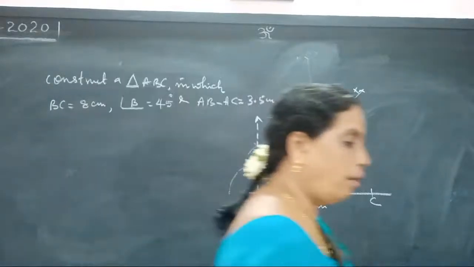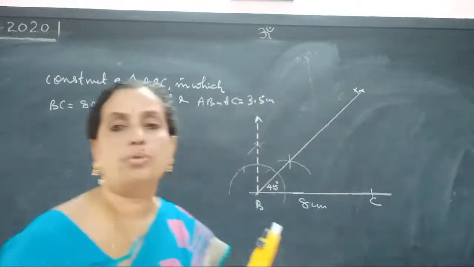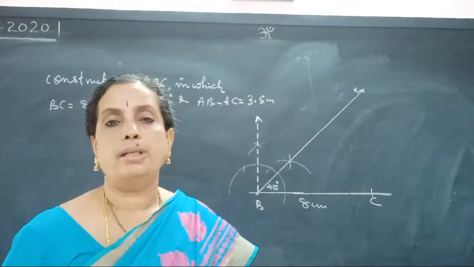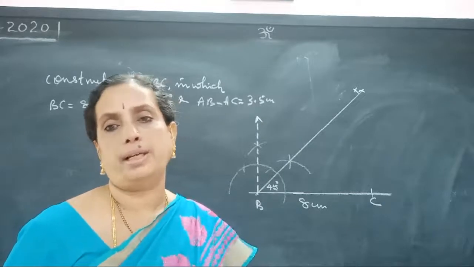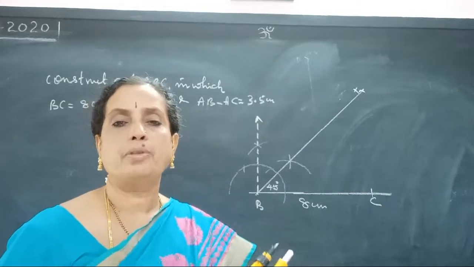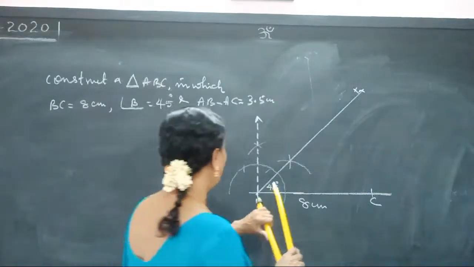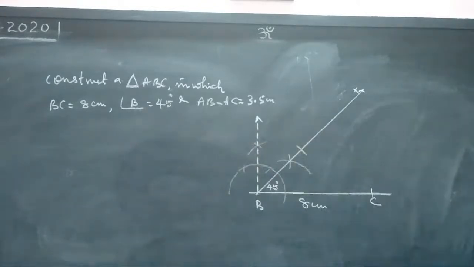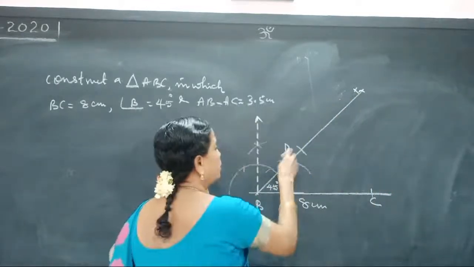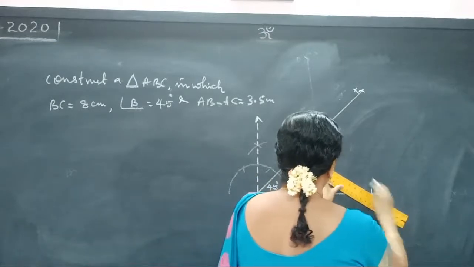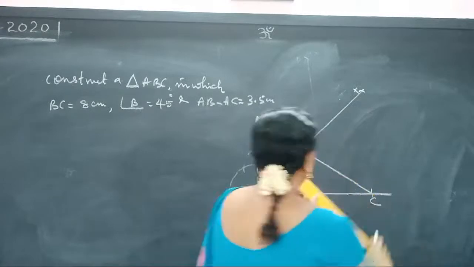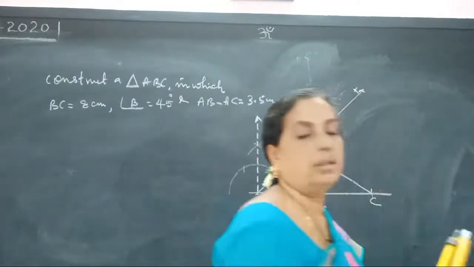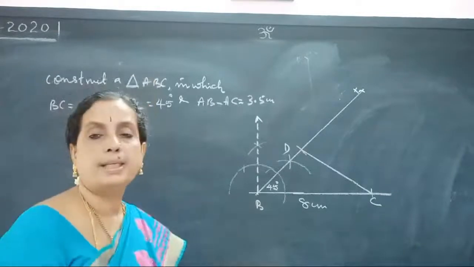Now they have given the difference of two sides, that is AB minus AC. Instead of giving a direct measurement, they have given the sum or difference of the sides, so we call these specific types of triangles. The difference of the two sides is 3.5. Cut off 3.5 here, name the point D, and then join D to C.